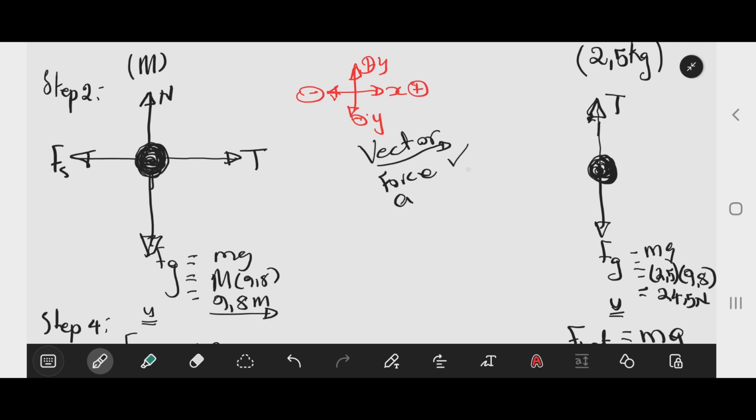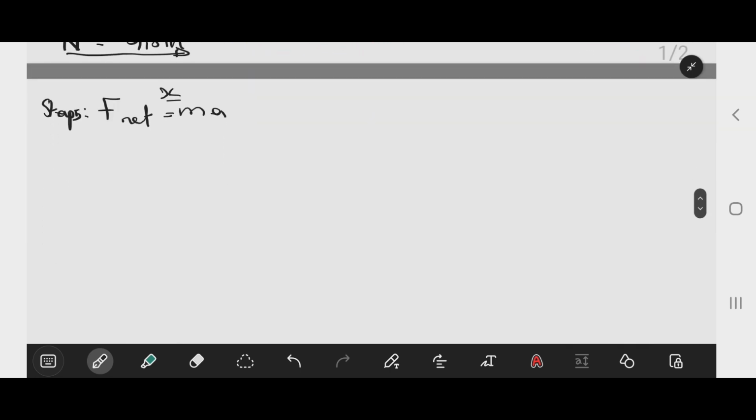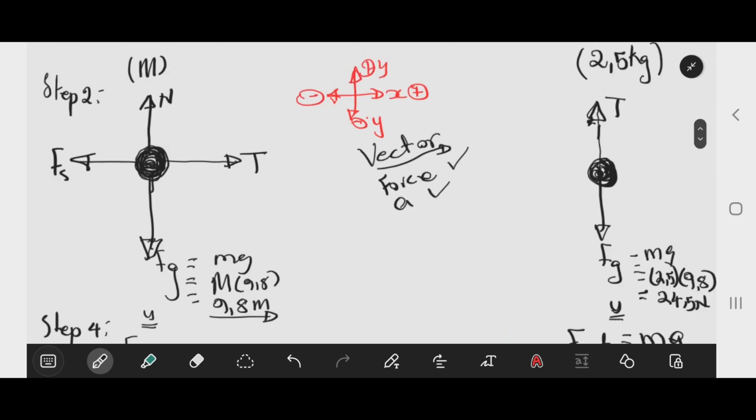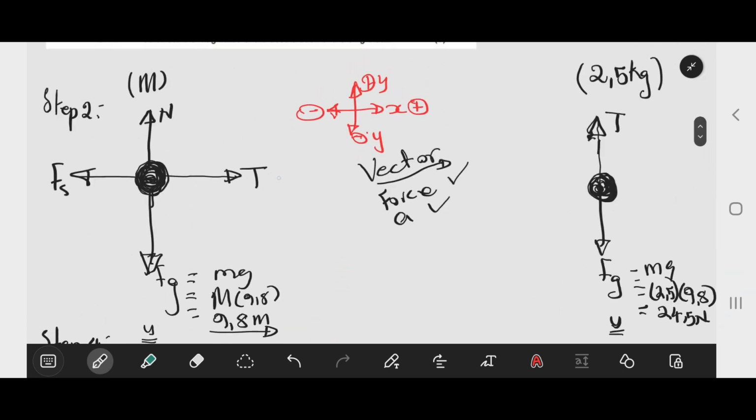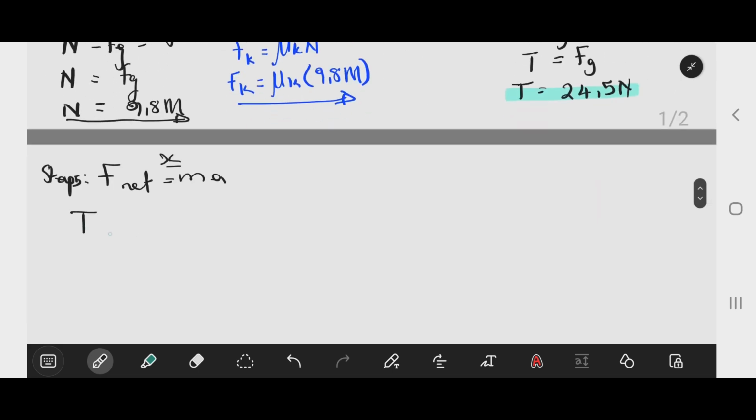So when you substitute a force, make sure you include your direction. When you substitute acceleration, make sure you include your direction. All right, so let's continue to perform our Fnet equals ma in the x direction. For this object, we have 2 forces, tension and static friction. Tension is positive because it is pointing to the positive x direction, and static friction is negative because it is pointing to the negative x direction. So we have tension minus Fs equals the mass of the object multiplied by the acceleration.